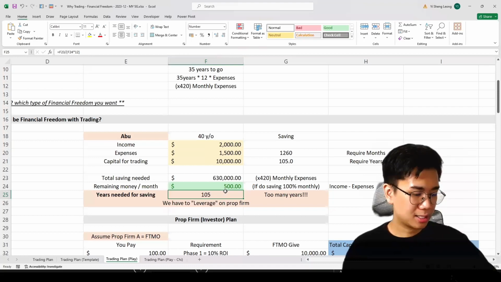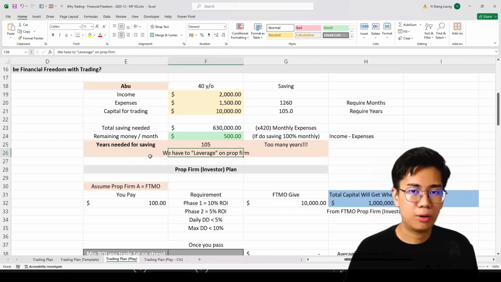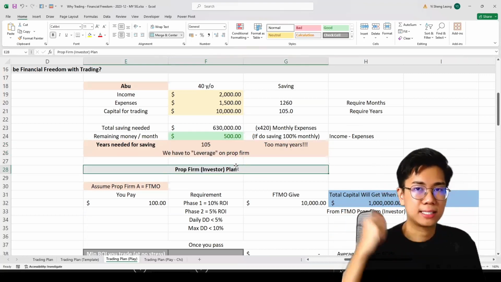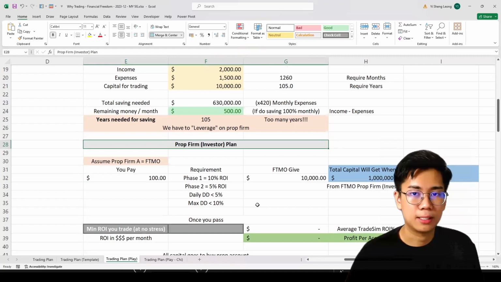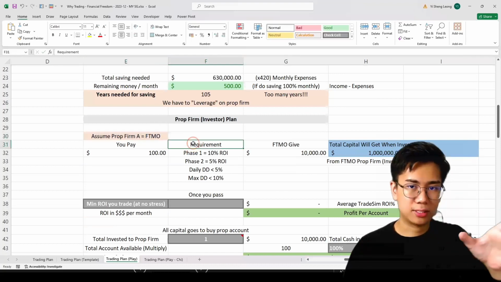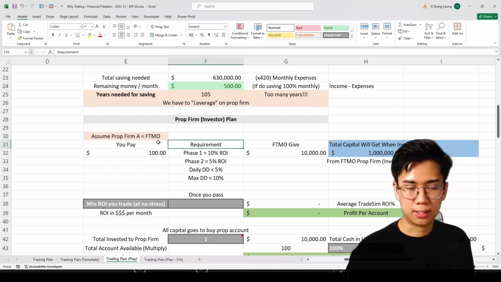Now, let's come to a point. Then you have to start to learn about prop firms. A prop firm, you can think of like an investor company or investing company, like FTMO. You can think of FTMO as an investor first. Tomorrow I'm going to talk more about this, but FTMO is an investor. It works like this.